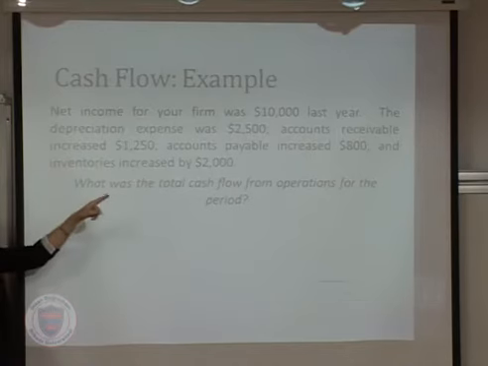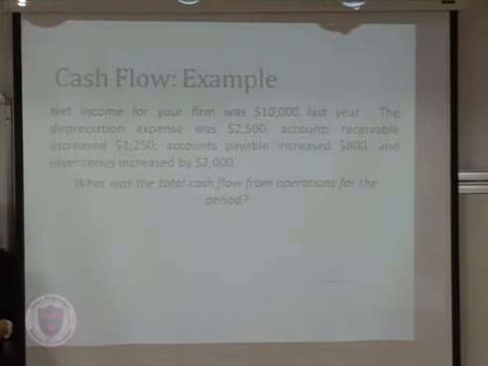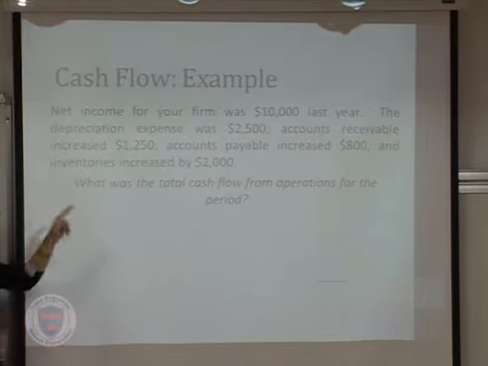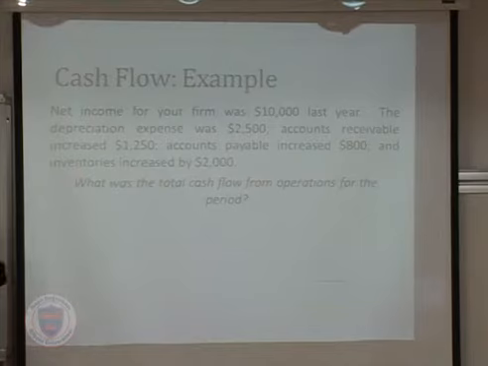Exactly. Your accounts payable increased by $800, which means you didn't pay for the supplies, raw material you got. So it's almost like it has a positive or negative effect on cash. Positive effect on cash. Wonderful. And inventories increased by $2,000. Then your cash decreased. You spent cash to produce inventories.